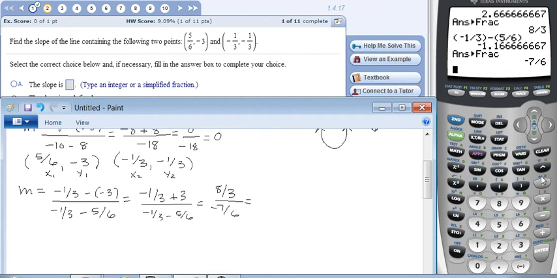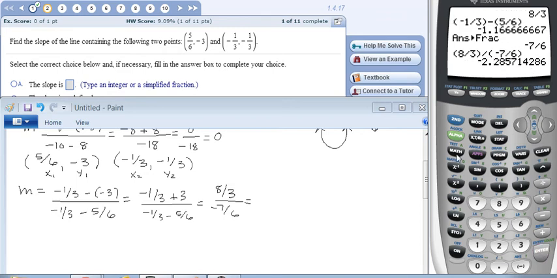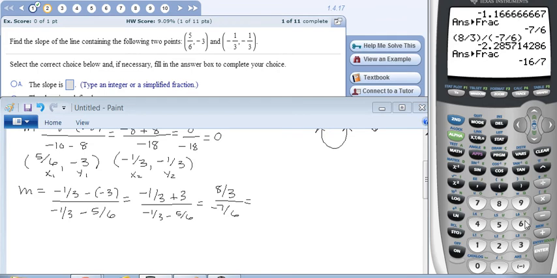And now I'll just use the calculator to divide. 8/3 divided by negative 7/6. It's hard to say. And that is negative 16/7. Okay.